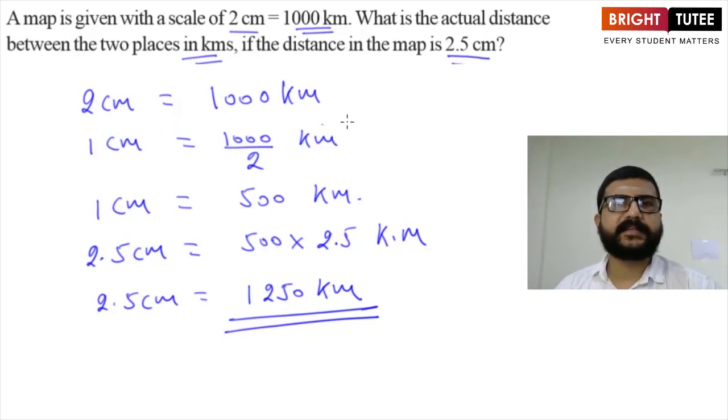This method is known as the unitary method. So what we did here, it was given that 2 centimeters is equal to 1000 kilometers. From there we have calculated for 1 centimeter. That is, we have calculated for the unit value, and 1 centimeter was equal to 500 kilometers. From there we can say that 2.5 centimeters will be equal to 500 into 2.5 kilometers, and that gives us 1250 kilometers.